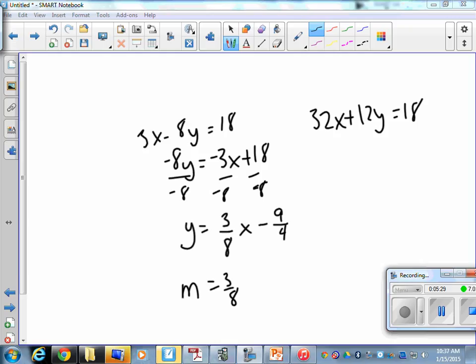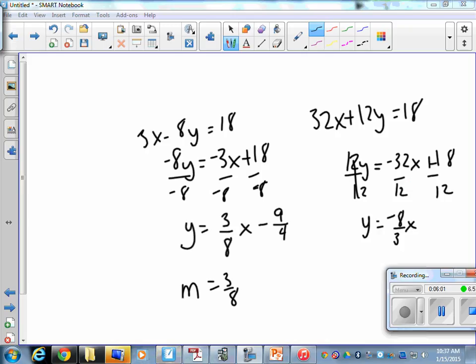So I'm going to find the slope of this line. If it's the same, those lines are parallel. If it's opposite reciprocals, they're perpendicular. If it's anything else, they're neither. So this is going to be 12y equals negative 32x plus 18. Divide by 12. You may want to have your calculator handy if that helps you reduce fractions. Negative 32 over 12, both the top and the bottom could be divided by 4. That'd be negative 8 over 3x plus 18/12 is 3/2. So the slope of this line is negative 8/3.